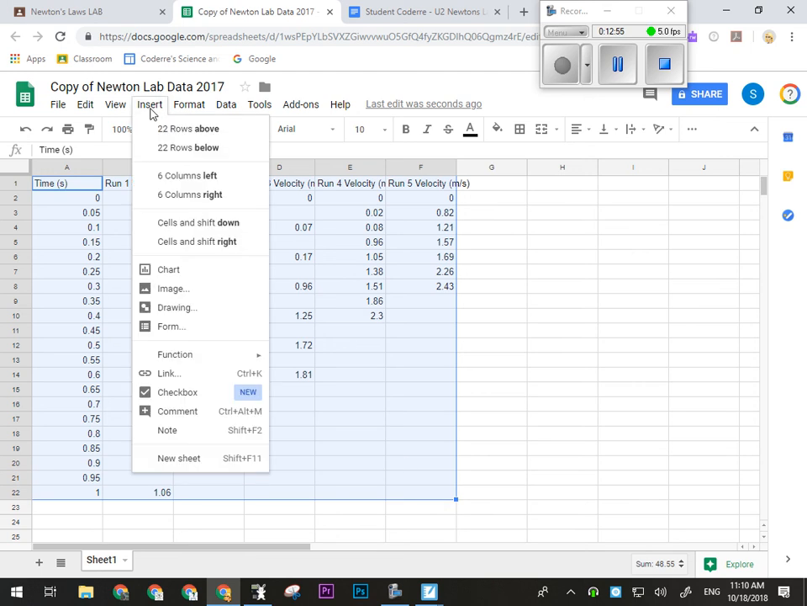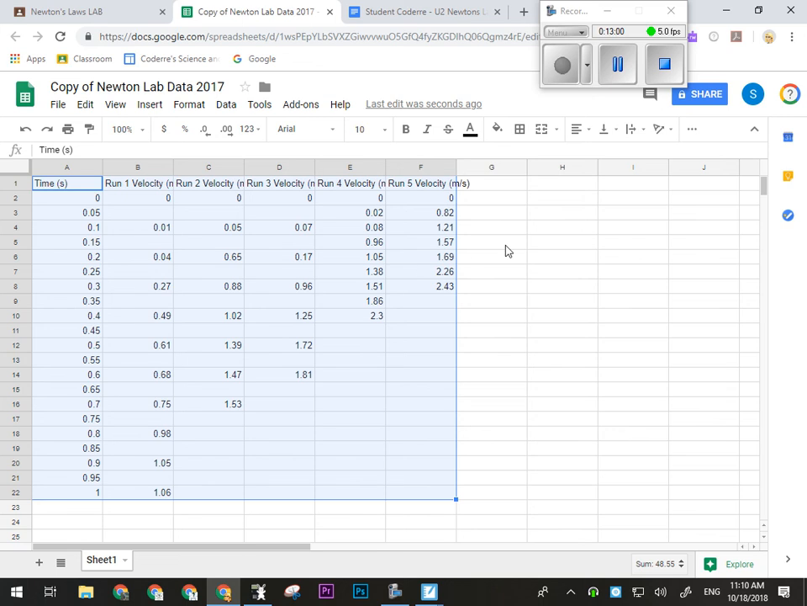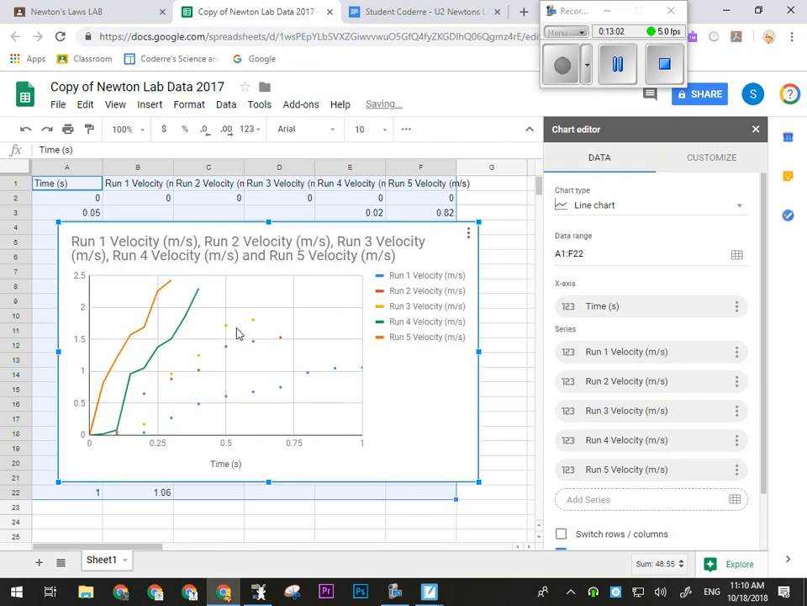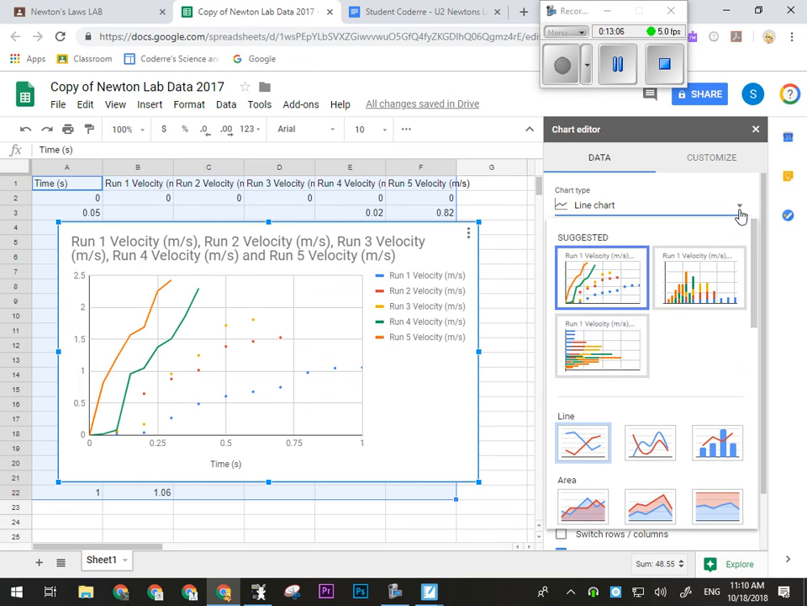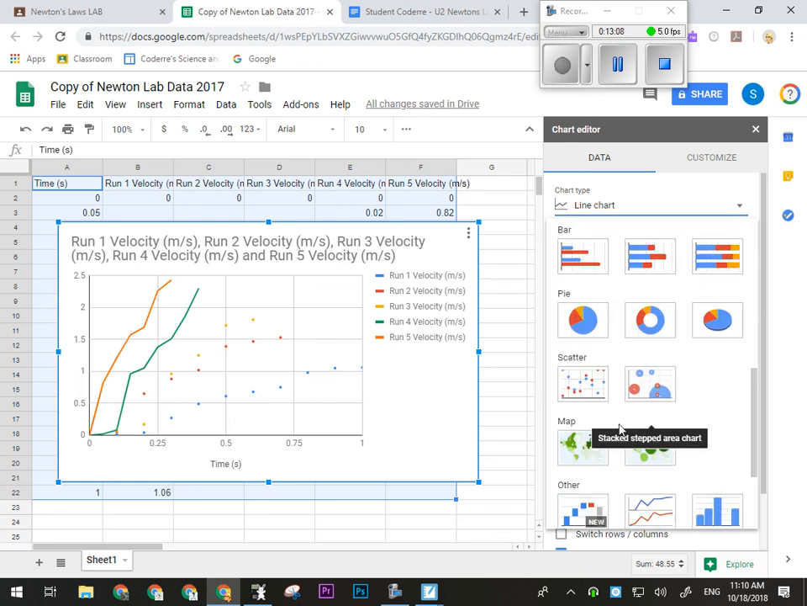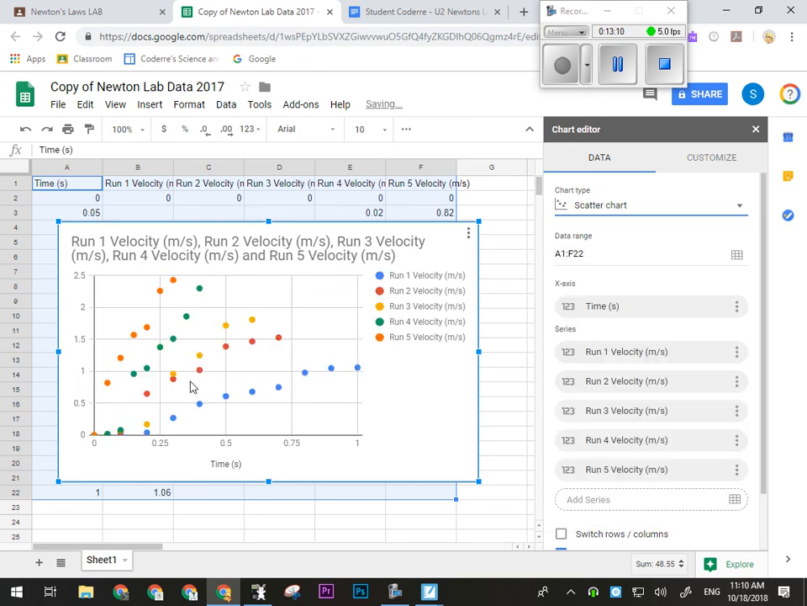Then I'm going to insert chart. We've done this before. Google Sheets tries to guess what kind of chart you want, and it's never right. So we're going to go down here to scatter. That's what we want. Now I see I've got the data I'm looking for. Run 1 is the blue, run 2 is the red, run 3 is the yellow, 4 is the green, 5 is the orange. So I've got all of that on there.